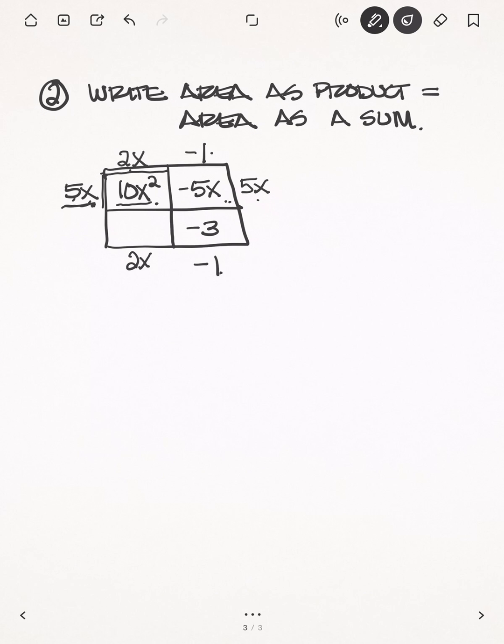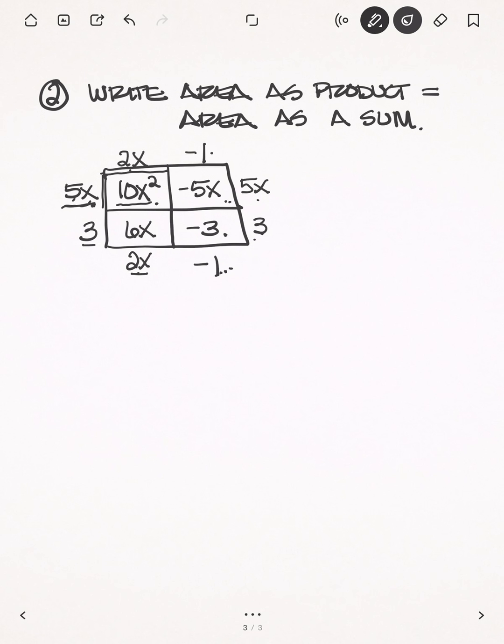I know that this side is negative 1, and I know my area is negative 3. What times negative 1 would give me negative 3? I need a 3. So 3 times negative 1 is negative 3. Well, if this is a 3 here, then it's also going to be a 3 on this side. So to find my final area, I'm going to multiply 2x times 3, and that's going to give me 6x.